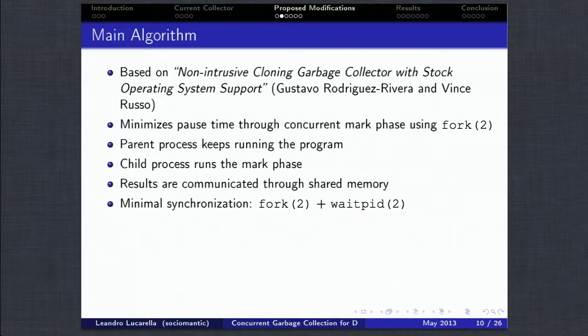So the parent process keeps running the program while the child process runs the mark phase. The results are communicated using shared memory, and something that I didn't expect but was a really, really nice side effect is that the synchronization needed is really minimal. You don't need to synchronize anything at all. Just do the fork call and the waitpid call, which is just to wait for the process to end. But each time the shared memory is used by one of the processes, the other one is not really using it. So you don't have to synchronize anything in the shared memory.